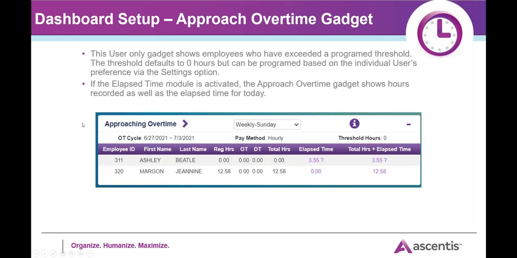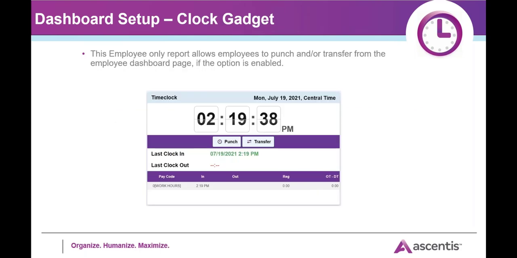The next one is the approaching overtime. I know we've talked about this one quite a few times already. This is just to show you what it'll look like when there's actual data. And then also if you're using the elapsed time module, which will look at the current time and then when the employee punched in to give you an estimated or elapsed time from that last punch, it'll also include that information. And in this case, mine's color coded in a purple. And the question mark next to it just means the employee hasn't punched out yet, so it's not an exact calculation yet.